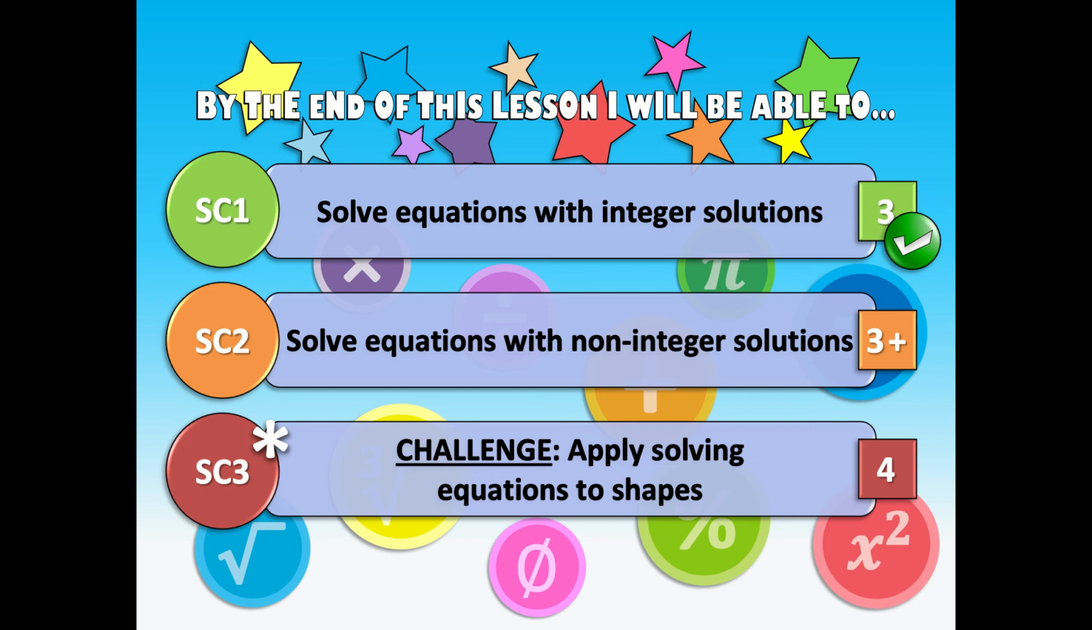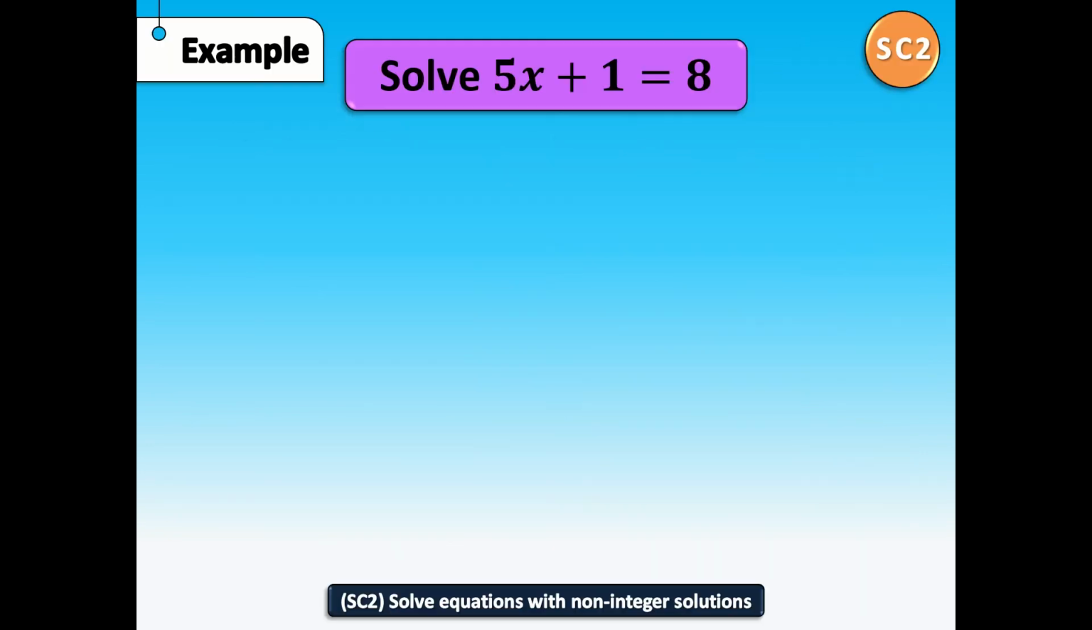So now we're going to move on to number 2, and this is to solve equations with non-integer solutions. If it's got a non-integer solution, this means the answer is going to be either a fraction or a decimal. So we've got 5x plus 1 equals 8.